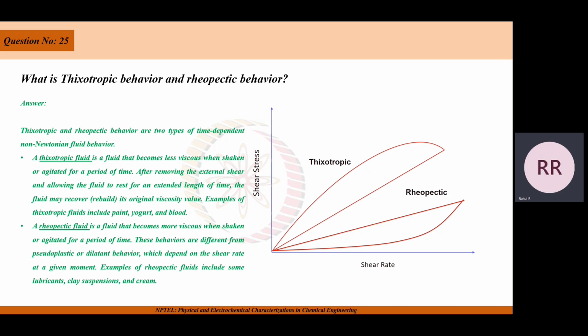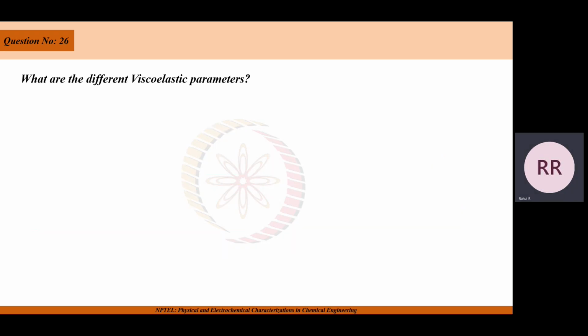And then you can see that it also forms a hysteresis loop. And yeah, these are the two different kinds of fluid behavior. One is thixotropic and the other is rheopectic. I hope this is clear to you. Now let's move on to the next question.